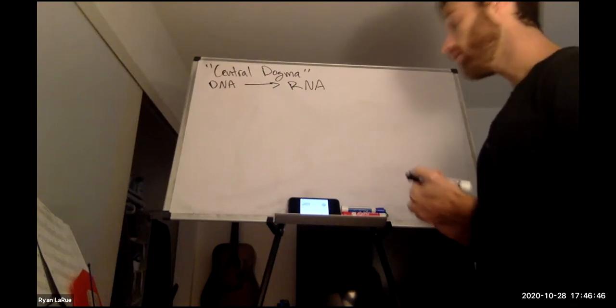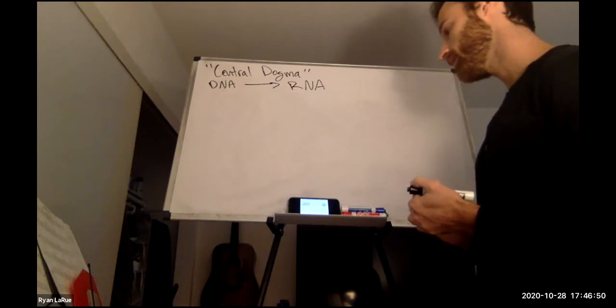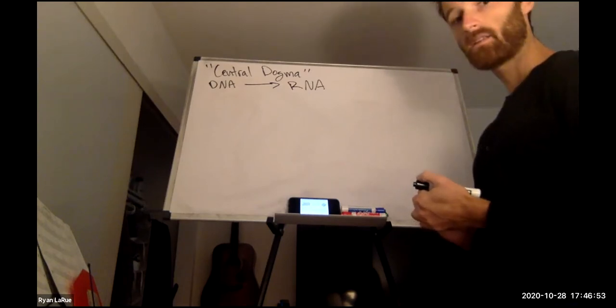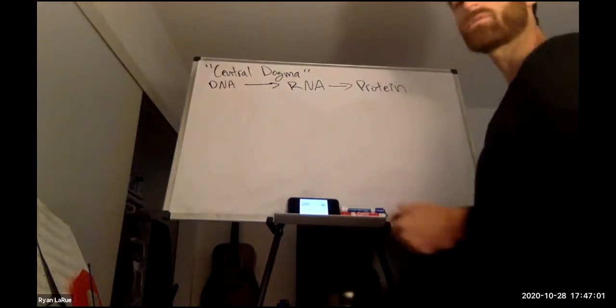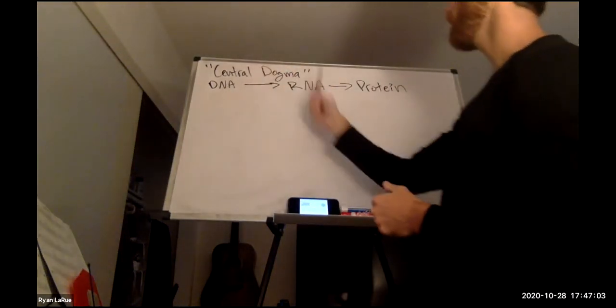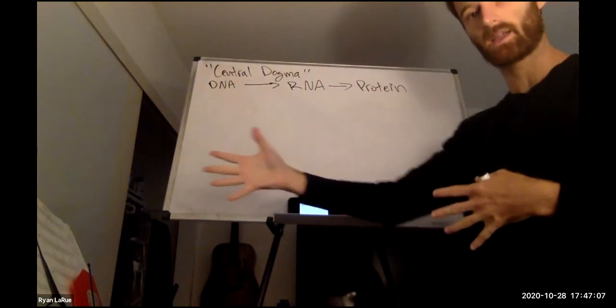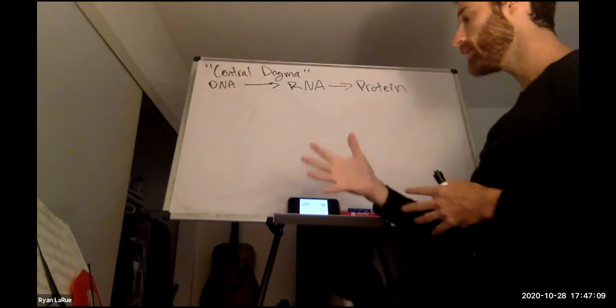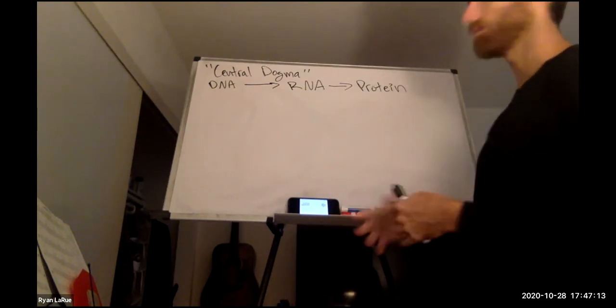And the RNA is read and decoded to produce the protein. So the RNA is sort of this intermediate molecule in this process. The central dogma is going from DNA to RNA to protein. The information flows in this way. DNA is read to produce an RNA molecule. The RNA molecule is then read to produce a protein.